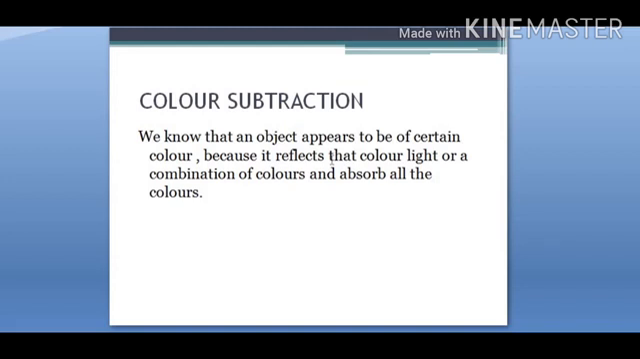Before understanding color subtraction, in the previous session, or you can see the YouTube video also, we have discussed the appearance of color of an object. The color of an object is the color which it reflects. Fine. Color of an object is the color which it reflects. This we have discussed. Let's look at this slide.